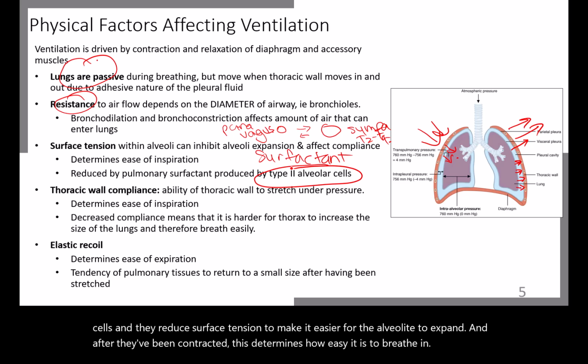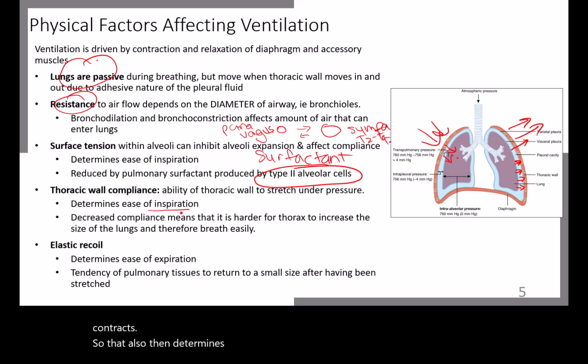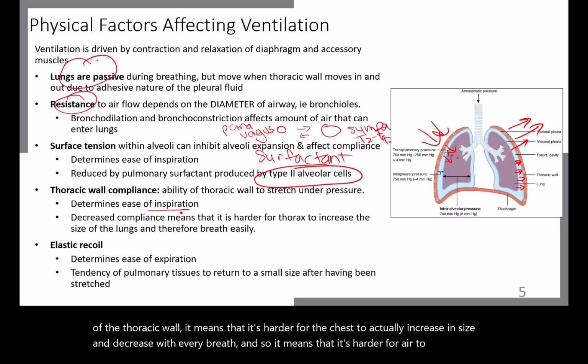Next thing is the thoracic wall compliance, so how easy your chest cavity expands and contracts. So that also determines the ease of inspiration. If we have decreased compliance of the thoracic wall, it means that it's harder for the chest to actually increase in size and decrease with every breath. And so it means that it's harder for air to actually move in.